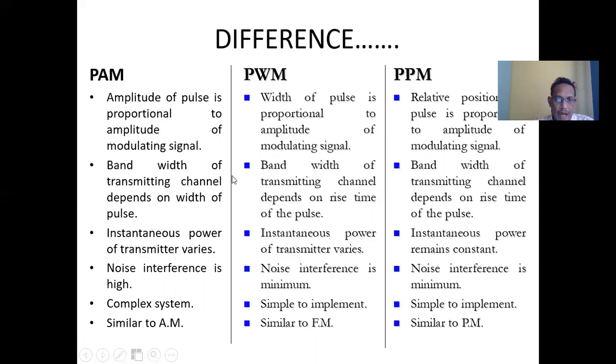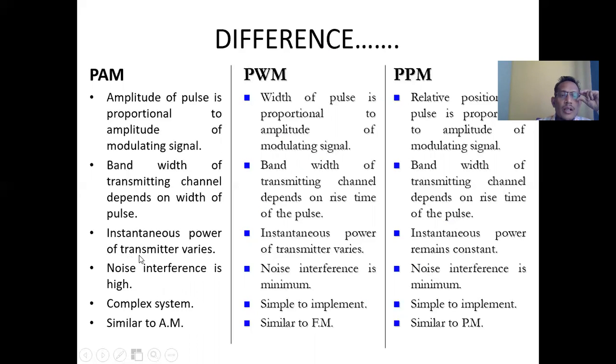Second one: the bandwidth of the transmitting channel depends upon the width of the pulse. That means the bandwidth of the transmitting channel depends upon the width of the pulse. Bandwidth of the transmitting channel depends upon the rise time of the pulse. This is the width, which is always changing in terms of rising width, upward direction or lower direction of the particular square wave or pulse wave.